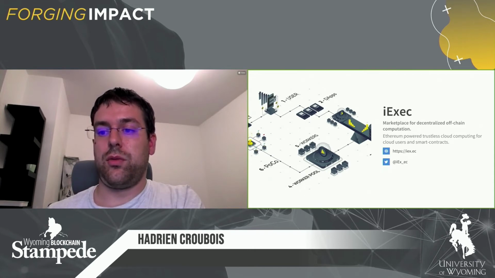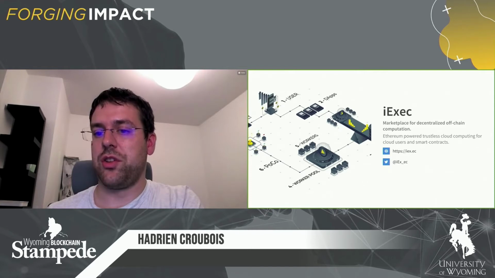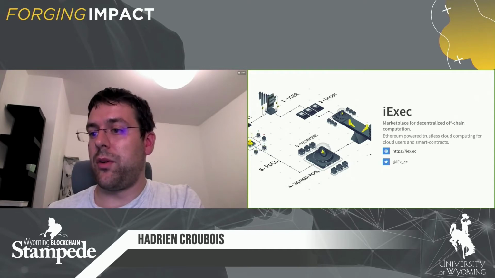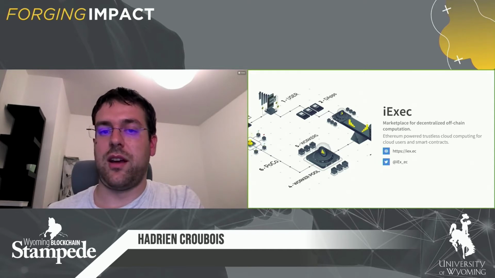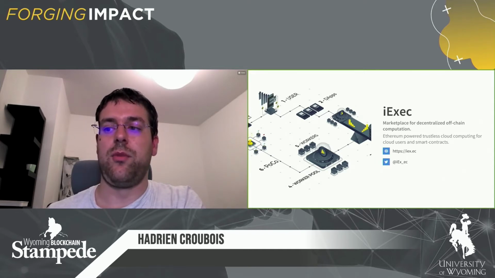This is also useful for cloud users that would otherwise go to AWS or other platforms, but it can also be leveraged by smart contracts. This means that using the iExec platform, your DApp can access computing resources that are otherwise inaccessible to blockchain computations. For example, you can use GPU and other kinds of computing resources to perform operations that cannot be done just inside the VM, the Ethereum virtual machine.